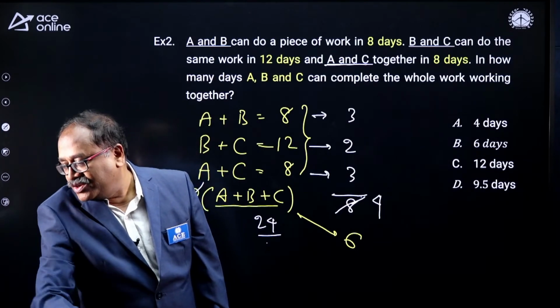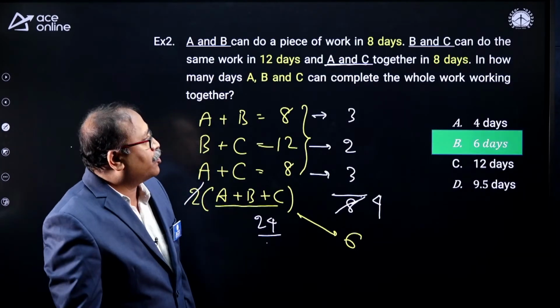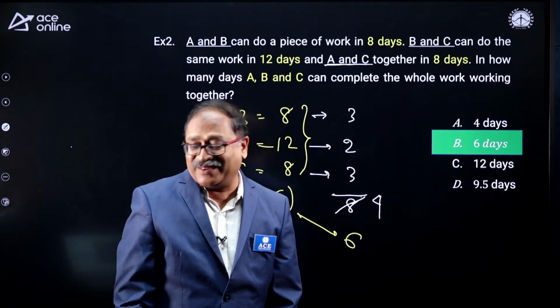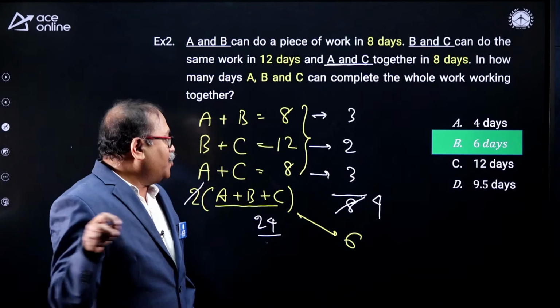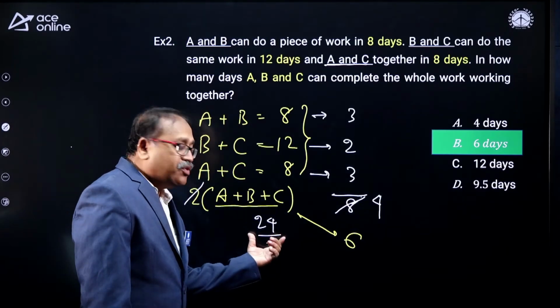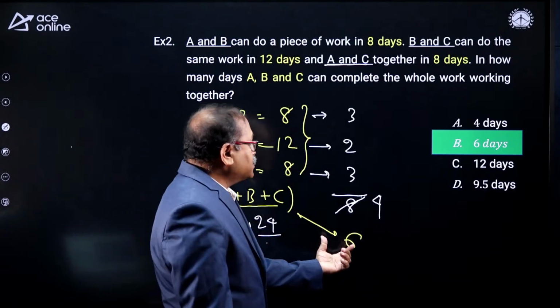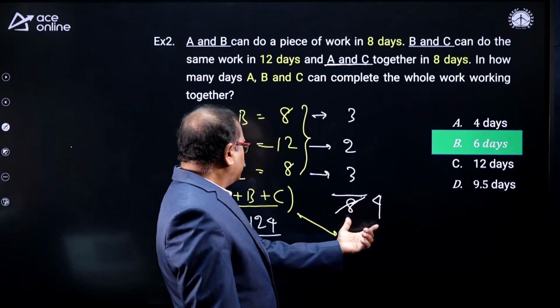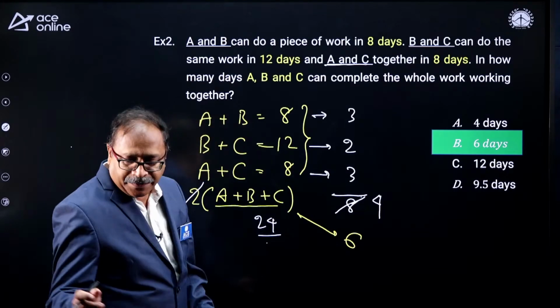Let me check whether your option B, Anusha, is correct or not. Yes, that's right, Anusha. You can see that it's 100% correct. Okay, now, how did you get this one? 24 units are there, and it takes how many units per day? That's 4 units per day.